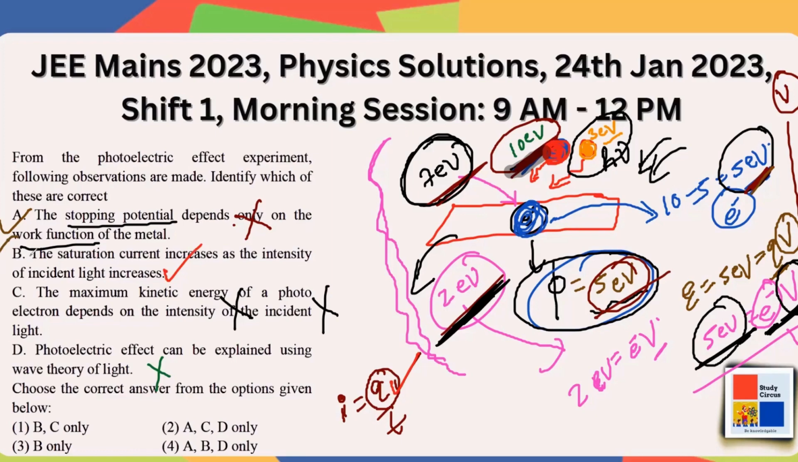So we are only left with option B here, right? So that is option 3. So option number 3 here becomes our answer. Okay, thank you.